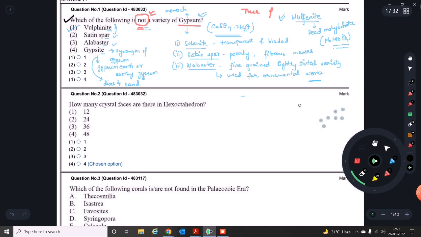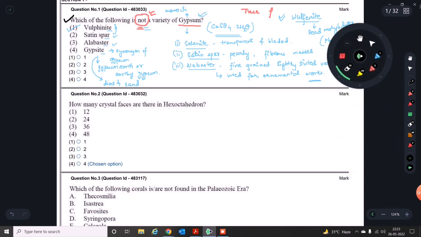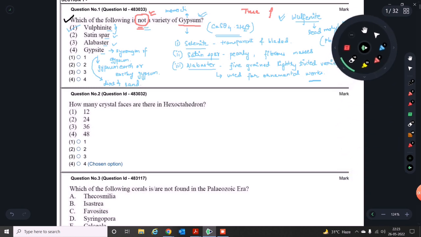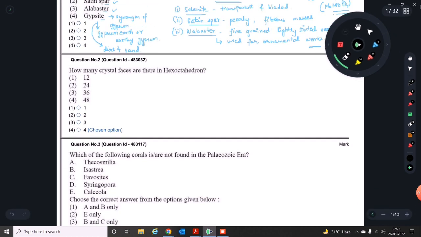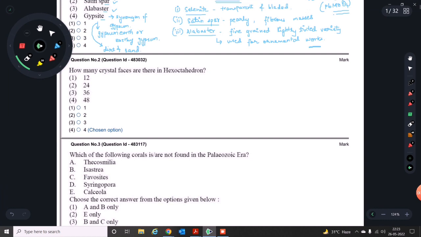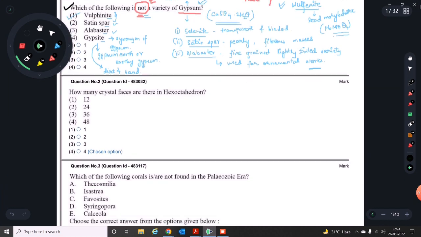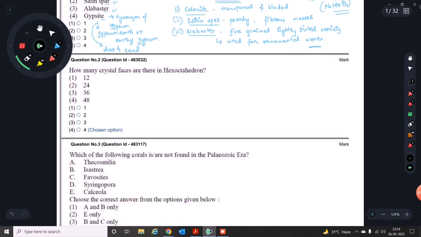Okay. So basically, our next question says, how many crystal faces are there in hexoctahedron? Does anyone have any idea about this? Can anyone answer this? I will tell you a little hack also to get such kind of questions right. Now see, it is telling about hexoctahedron.